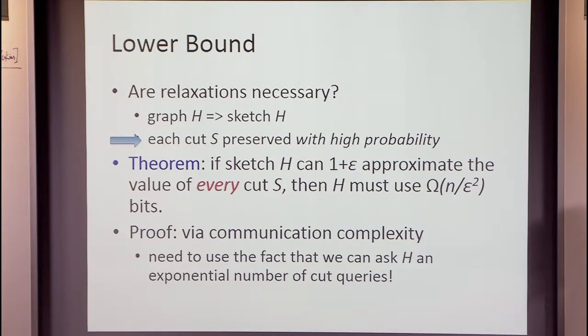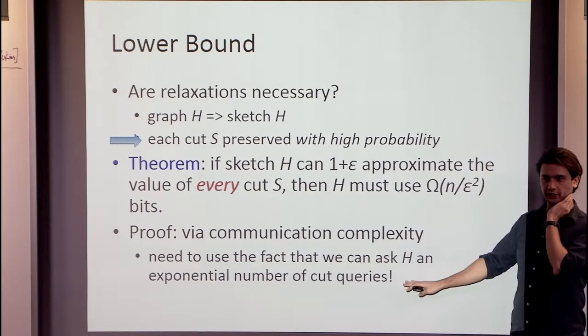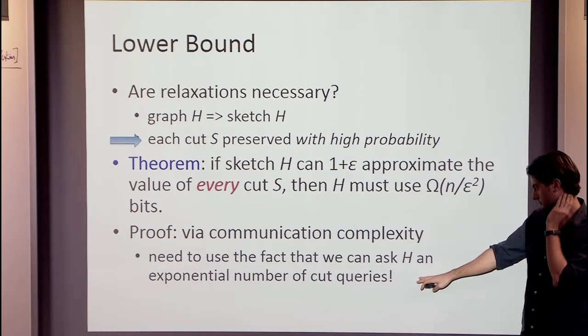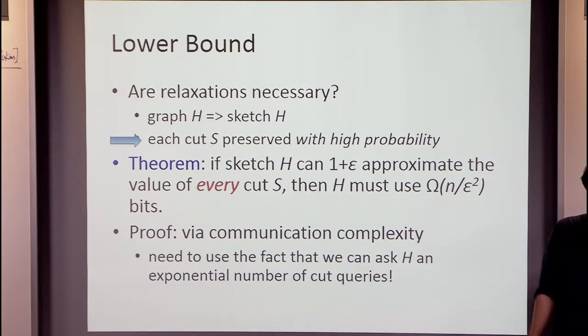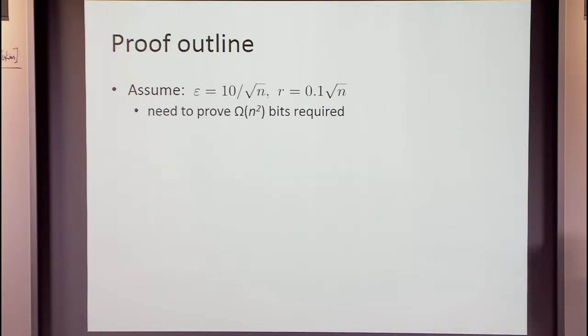And the proof goes really via communication complexity. What has to happen in this lower bound is that we really need to use the fact that H will be able to answer an exponential number of cut queries. All right, so let me do a proof outline. Let me set up how a lower bound proof looks like.